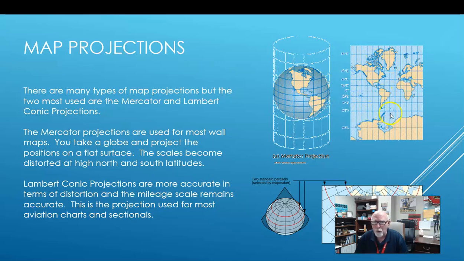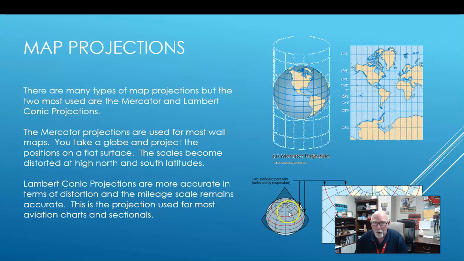This is typical of a chart that you would see on a wall, or a wall chart. So the Mercator projection is used for most wall maps, and you can take a globe and project it onto that flat surface. And the scales become, again, very distorted at high north and south latitudes.